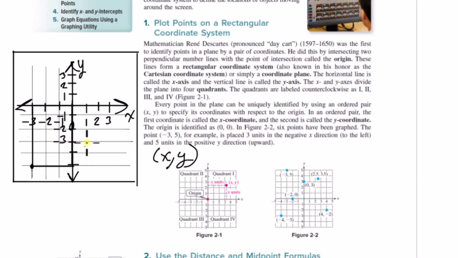Okay, and so what else? This distance is called the x-coordinate, and this distance is called the y-coordinate. And you can see, there's the amount you moved in the x, and here's the amount you moved in the y. This is the x-coordinate, this is the y-coordinate. Okay, and so that's what you're doing with a coordinate system.